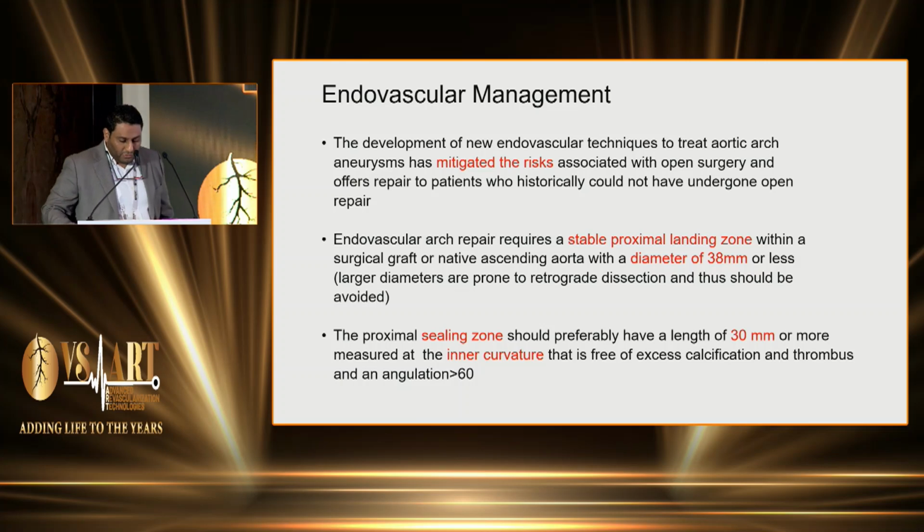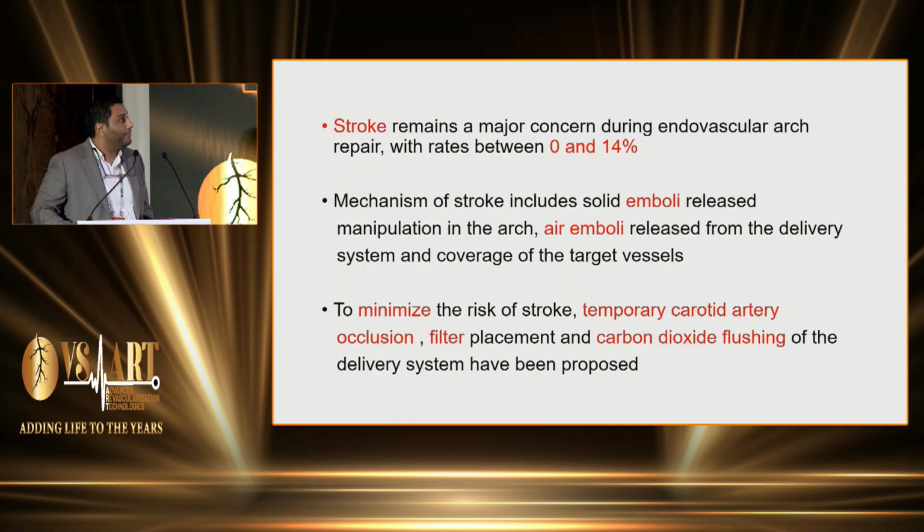Now we are moving to the endovascular era, which has mitigated much of the risk of open surgery for these high-risk patients. Of course, it needs certain criteria, including a stable proximal landing zone with a diameter of the ascending aorta, or the native graft after a Bentall operation or any previous operation, of 38 millimeters or less. We have to be generous in choosing our proximal landing zone, sometimes around 3 centimeters on the inner curve, free of calcium or thrombus, to have a proper seal and a durable repair for these patients.